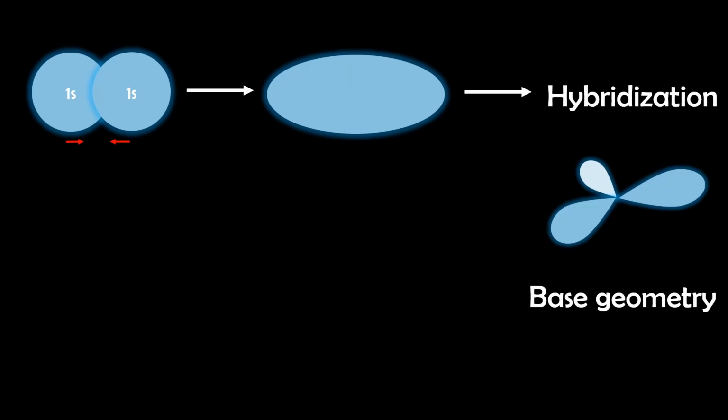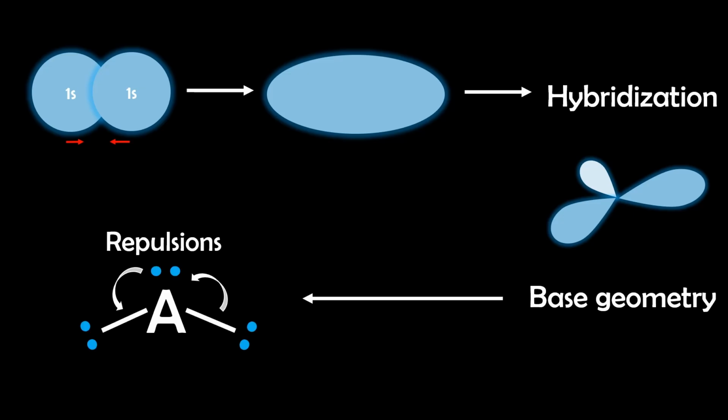So to summarize, bonds form through orbital overlap, and their symmetry and energetic favorability can be explained using concepts like hybridization. Hybridization then provides a base geometry, but according to VSEPR theory, electron domains create repulsions that further adjust the final structure. And in my next video, I'll show you an even simpler way to determine the geometry.